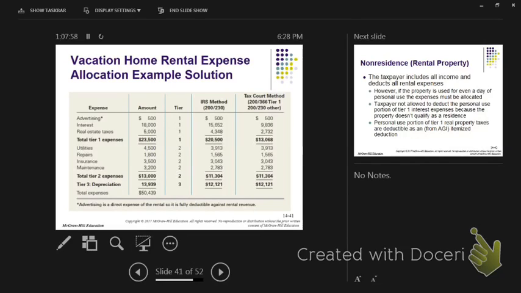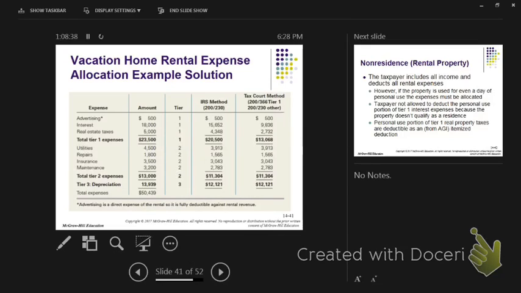So we would take all of 500 again, and then we would take the interest, 18,000 times 200 over 366. So notice, a lot less goes to rental. More is going to go on my Schedule A. Same with real estate taxes. Less goes to rental, more goes to Schedule A. And then the rest of these numbers don't change because they go under the same formula. So the only difference between the IRS and the tax court method is that tier 1 goes over the number of days used for rental divided by 366.